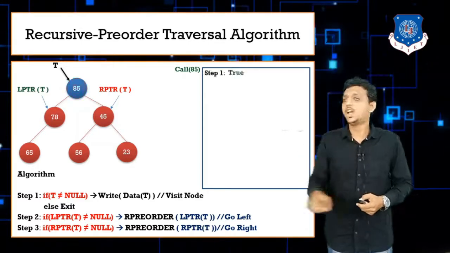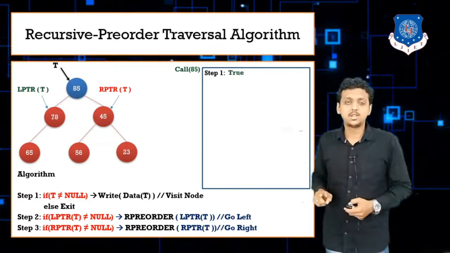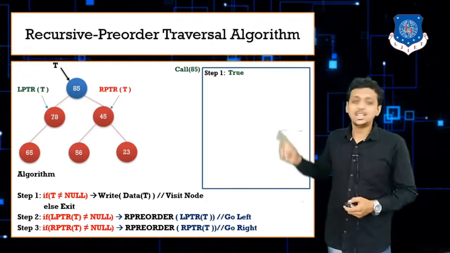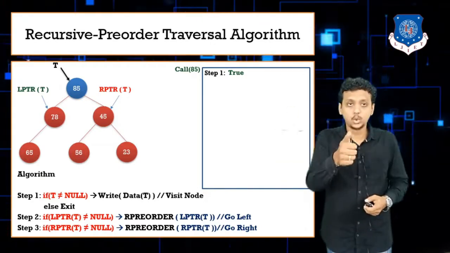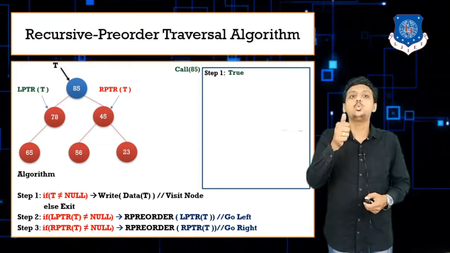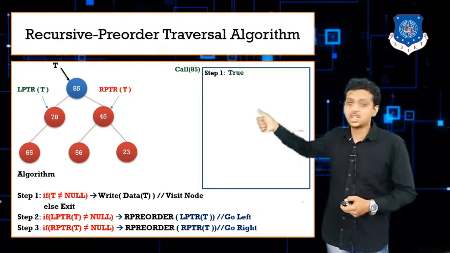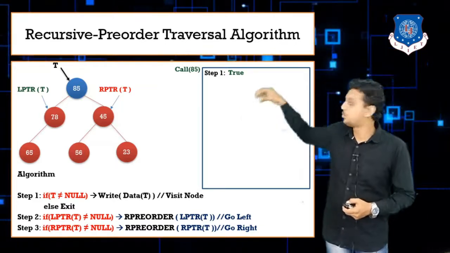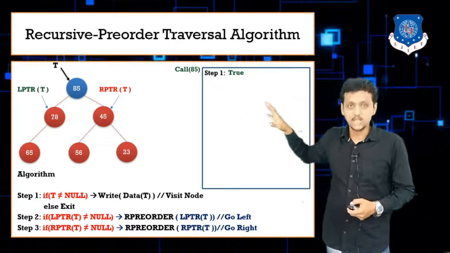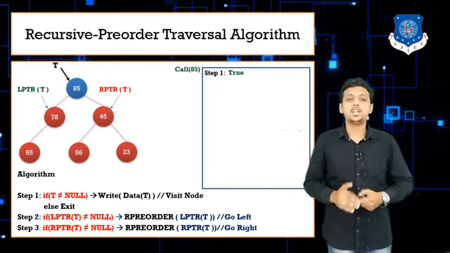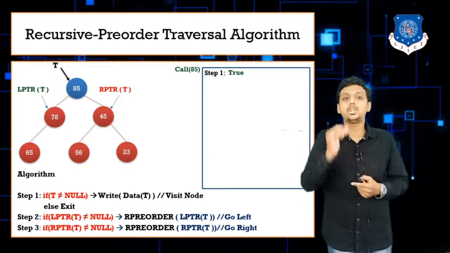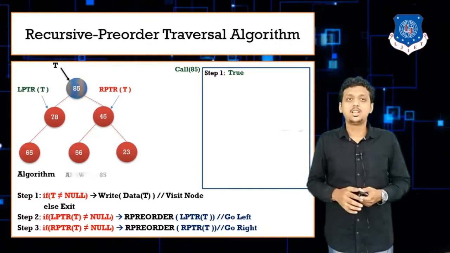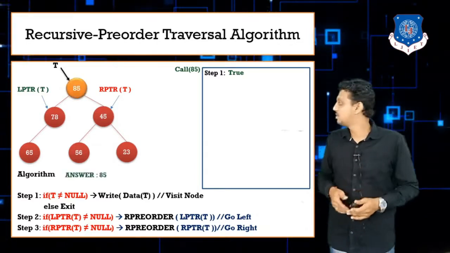And now here we have step number 1. Students, tell me, step number 1 becomes true because T is not equal to null. Okay, that means you need to write the data of 85. See here, while I am highlighting with colors, that means I am at the position of 85. After reaching step number 1, if it is true, I just need to write down the data. Here it is. So I'm visiting 85.